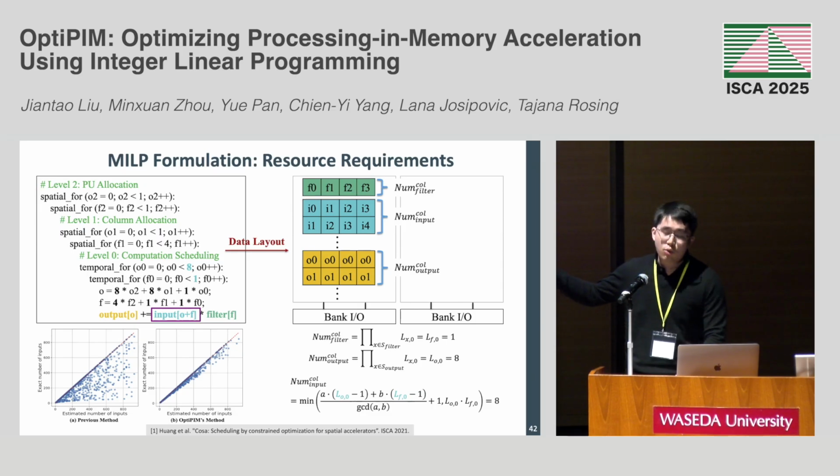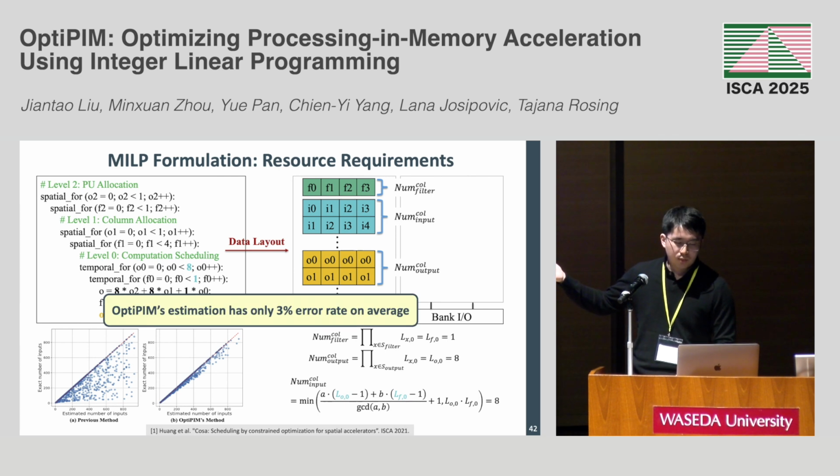Subgraph A shows the result from the previous estimation method, which directly multiplies the related loop bounds. We can directly say that it leads to a very high level of overestimation. And with our method, it looks much better. We achieve a 3% error rate on average for the estimation.